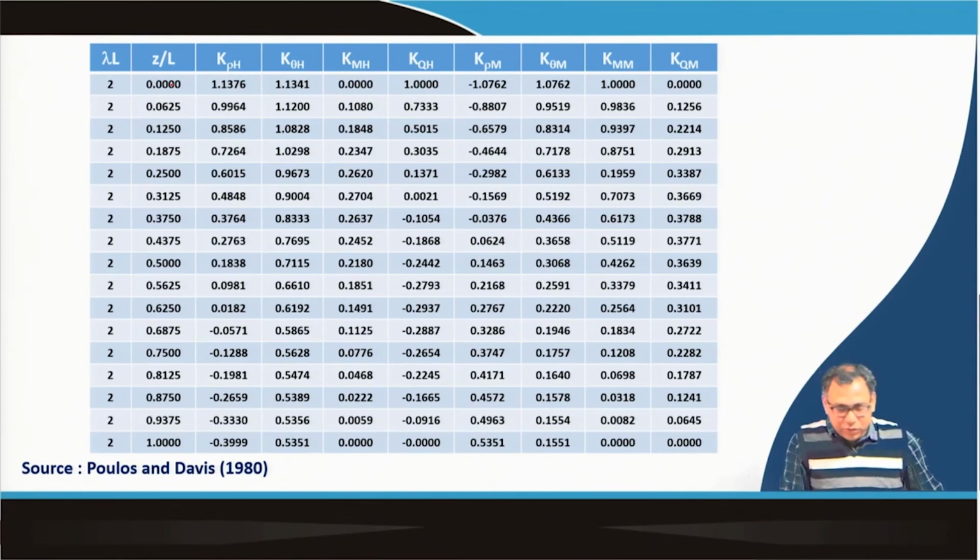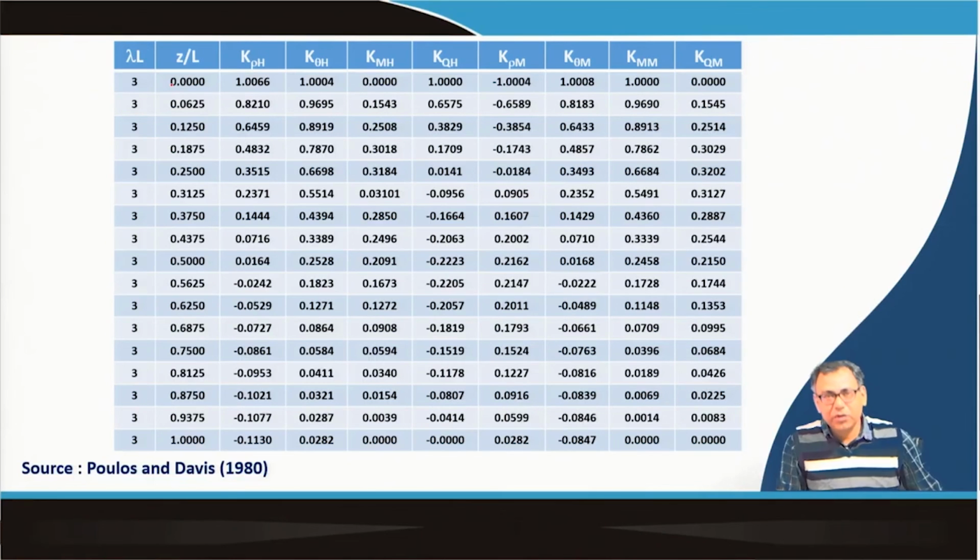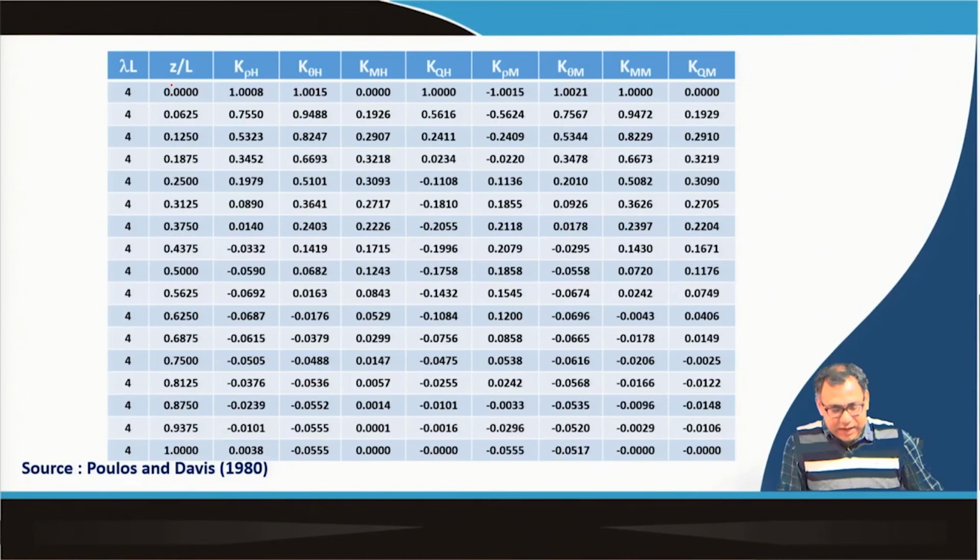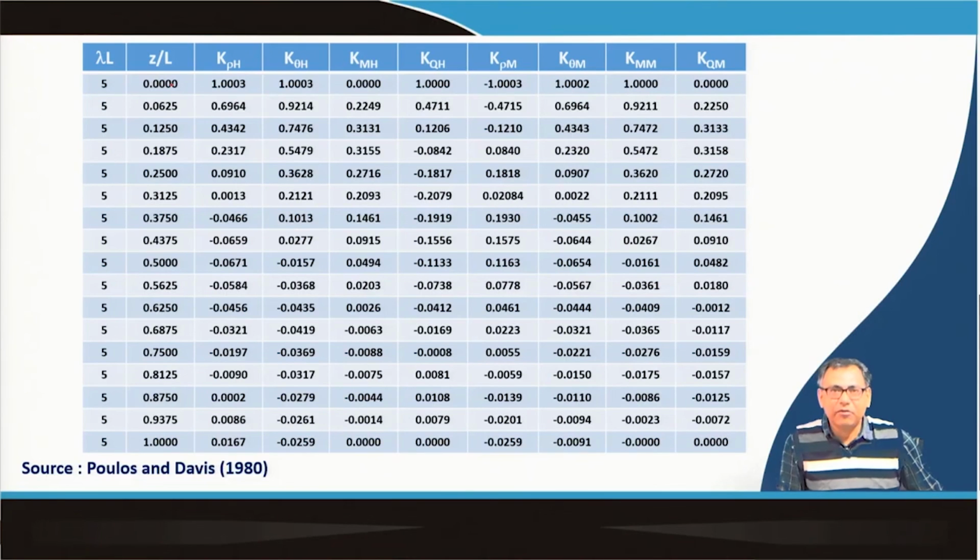Now, this is for lambda L 2, and this table is for lambda L 3. Then next is lambda L 4. So, a similar table is given. Then this is lambda L 5. So, for different lambda L values these tables are given, and then for different z by L we will get these coefficients, and once we get these coefficients we will get the required deflection, slope, bending moment and shear force at any depth of the pile.